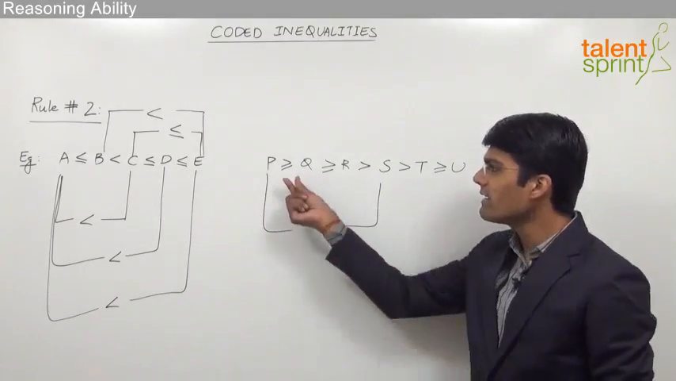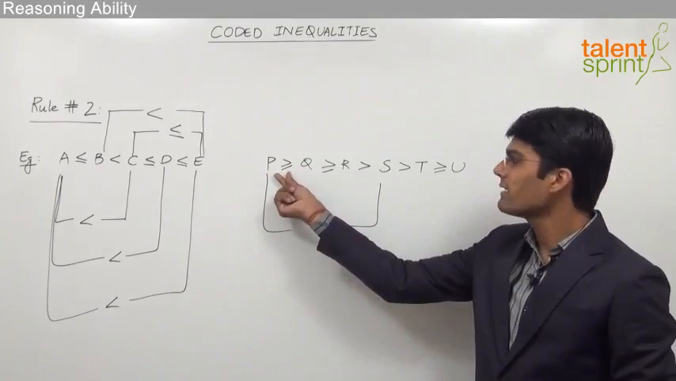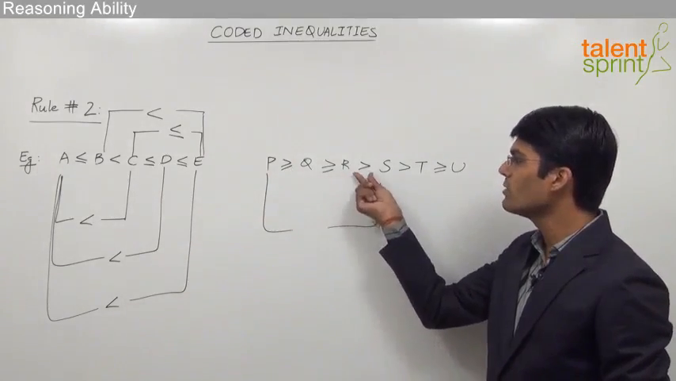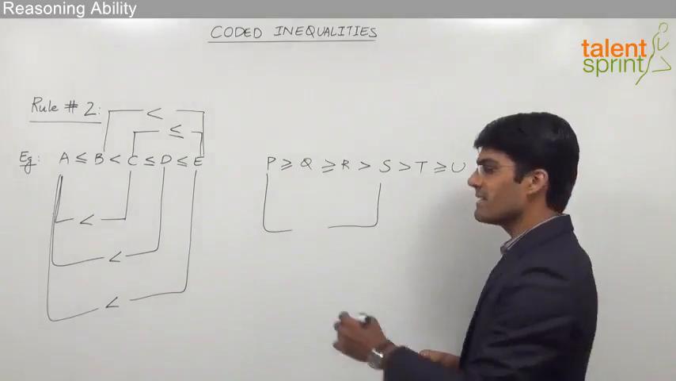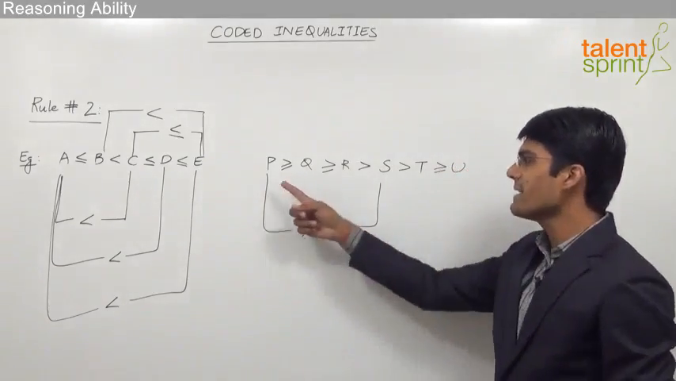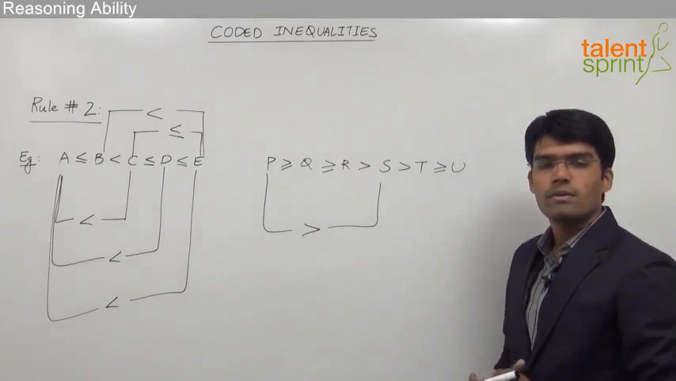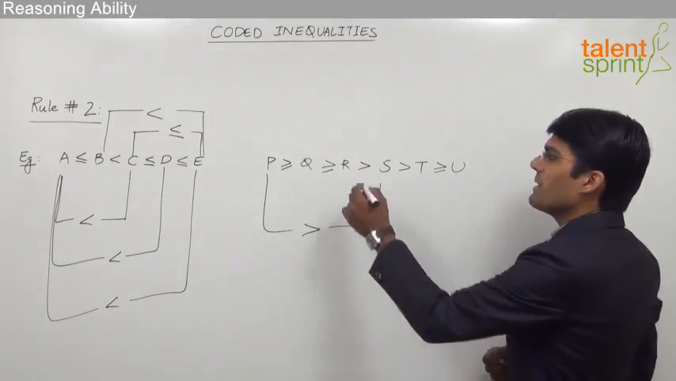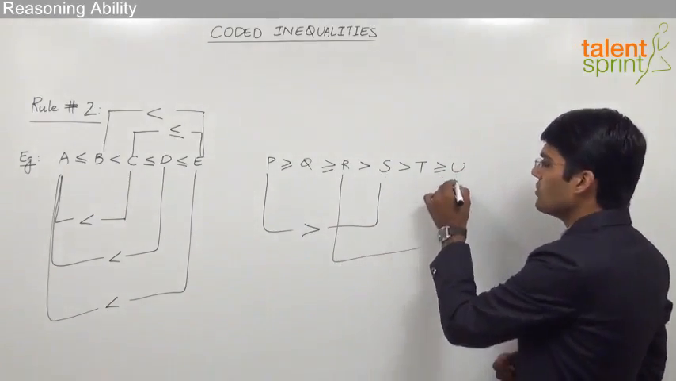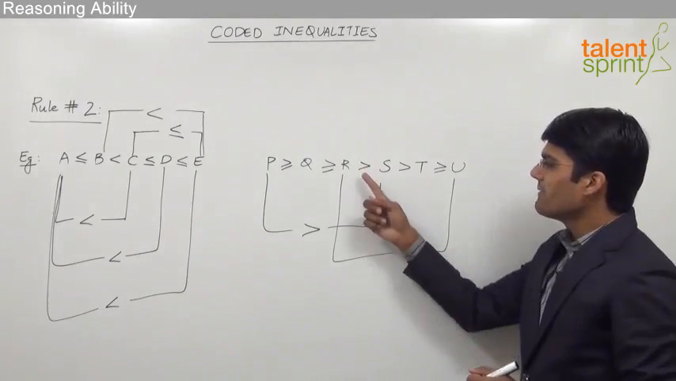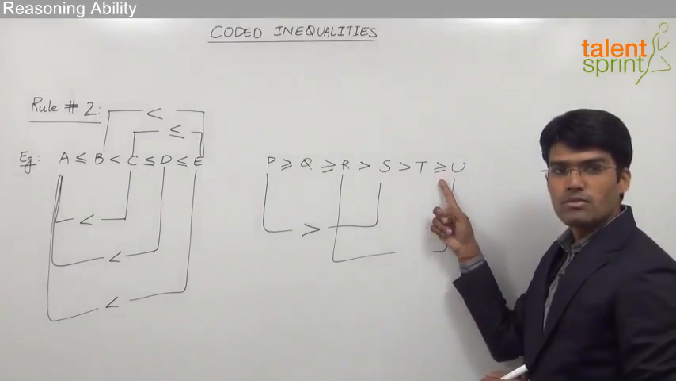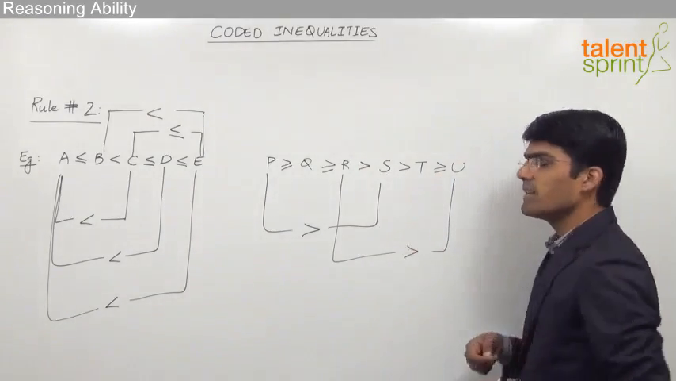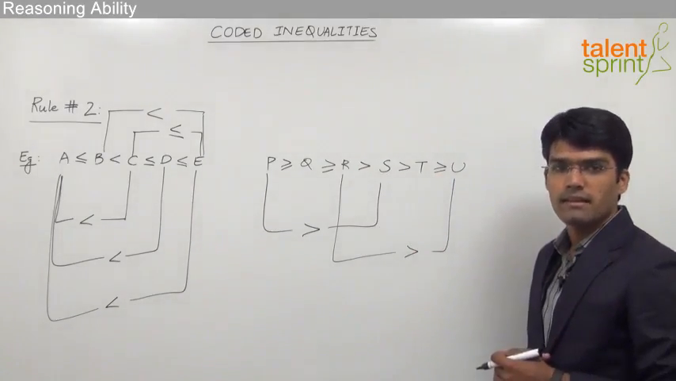As you can see here, the various inequalities we have are greater than or equal to, greater than or equal to and greater than. And the common part in each one of them is greater than. So we can say that P is greater than S. When we compare the variables R and U, again we see that the different inequalities are greater than and greater than or equal to. So we can say that the relationship between R and U should be greater than.